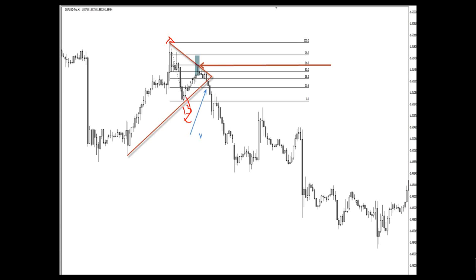Always wait for retracement if you want a trend trade. If you want to scalp, it doesn't matter. If you want to trade breakouts, it doesn't matter. But it does matter if you want to trade with a trend. So wait for a retracement and then enter the market. See? Around there, and you see how the price went down. It was a really good trade.